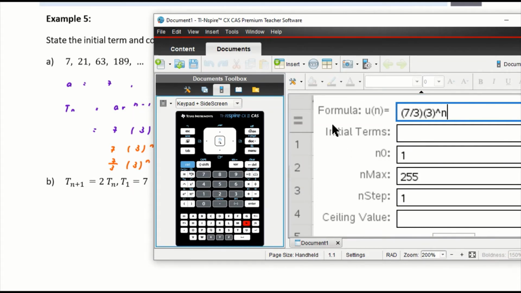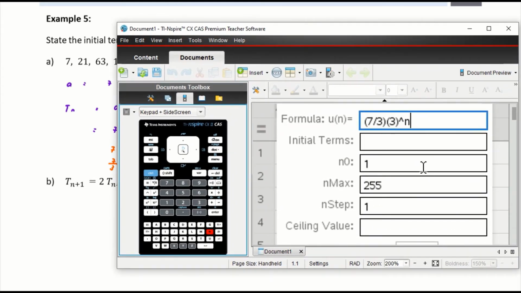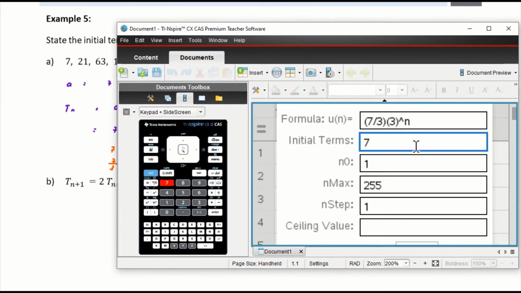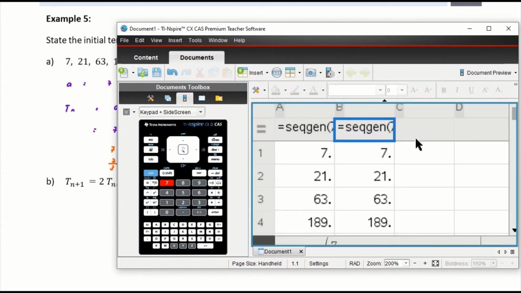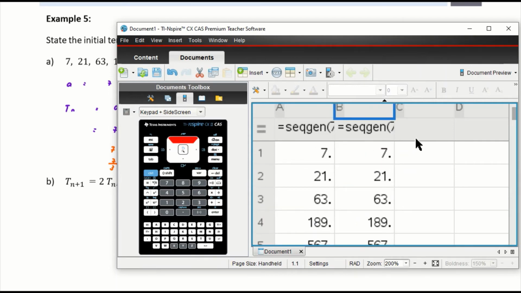Okay, so I hope that you are trying that in your calculator and not only watching it. The initial term is 7, so you type everything in, then you should be able to get exactly the same thing as what you have in your first column. Okay, so that's pretty much it. Now let's move on to part B.